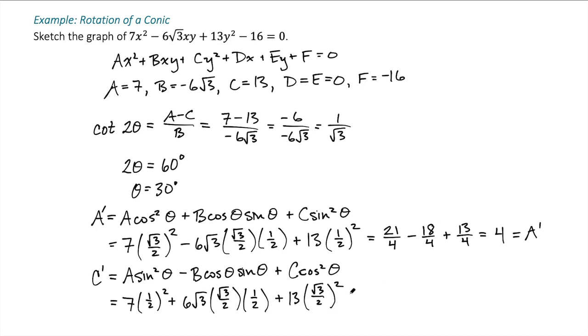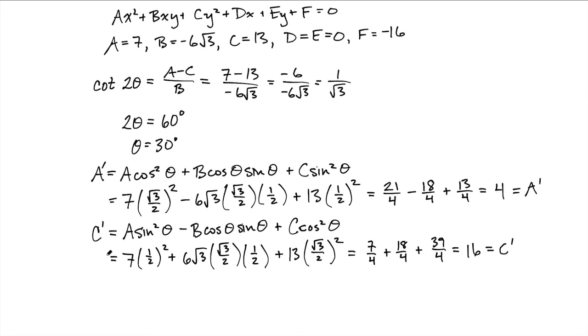Okay, and so now we simplify. We get 7 times 1/4, that's 7/4. And then plus 6 times 3 is 18/4. And then plus 13 times 3 is 39, 39/4. Okay, and this adds up to 64 over 4, which is 16. So that's our c prime.